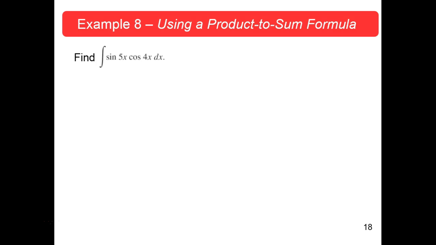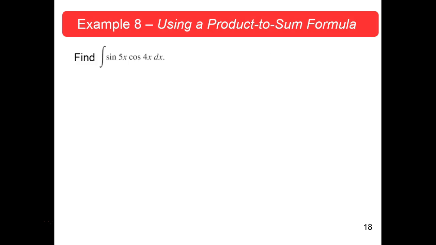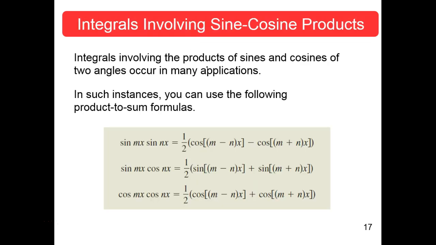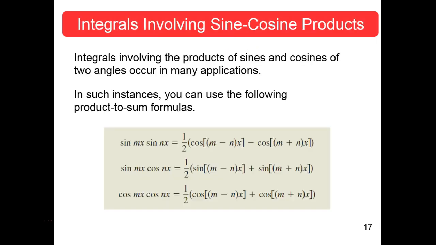Let's go back here and see which one of these we want. It was a sine cosine. That's that middle one right there. So let's write down what that is. That would equal 1/2 the integral. Go back. Sine of the difference of those two, so that would be sine of 5 minus 4, which is 1. So that would be sine x.